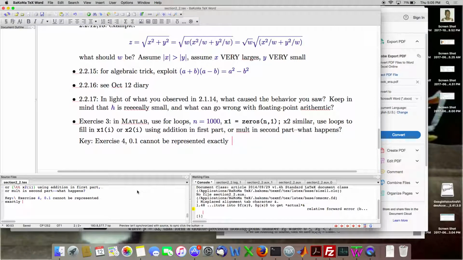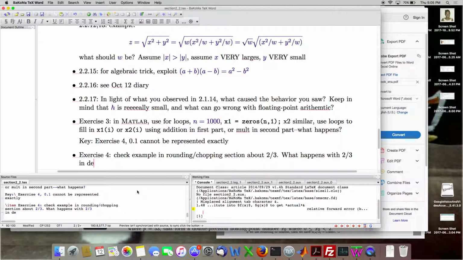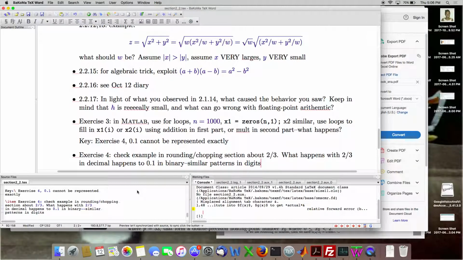While on the subject of exercise 4, check the example in the rounding and chopping section about 2/3. Floating point representations of 2/3. See what happens with 2/3 in decimal. The same thing happens to 0.1 in binary. Similar patterns in the digits. You can see this from the hex format.